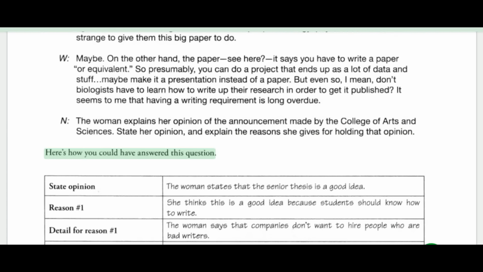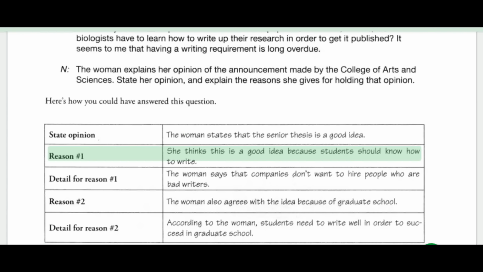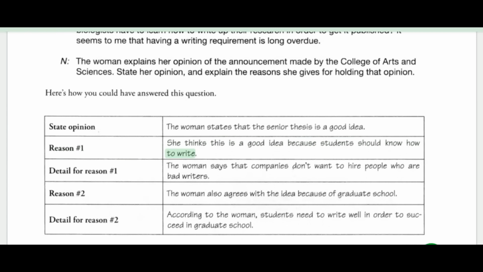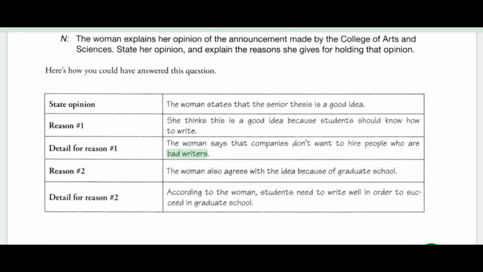Here's how you could have answered this question. State opinion. The woman states that the senior thesis is a good idea. Reason number 1. She thinks this is a good idea because students should know how to write. Detail for reason number 1. The woman says that companies don't want to hire people who are bad writers.